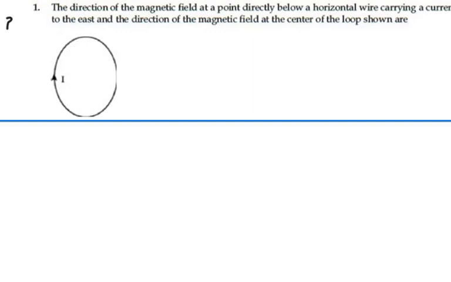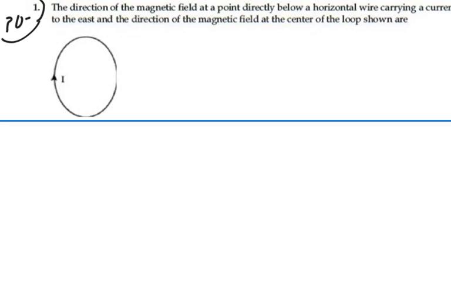Here's problem 31. The direction of the magnetic field at a point directly below a horizontal wire carrying a current to the east and the direction of the magnetic field at the center of the loop shown are. Let's look at the second situation first.